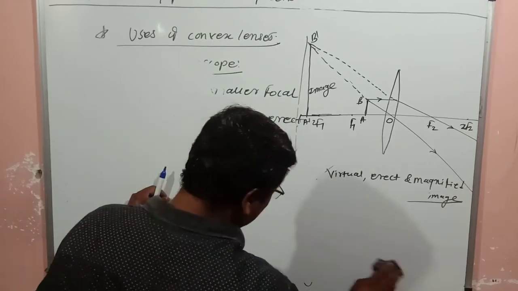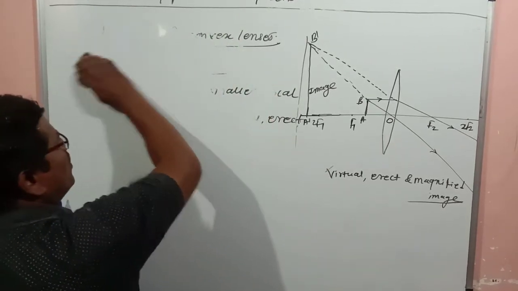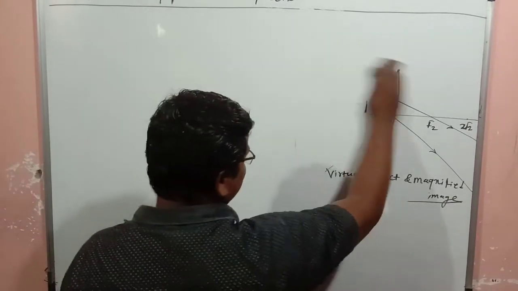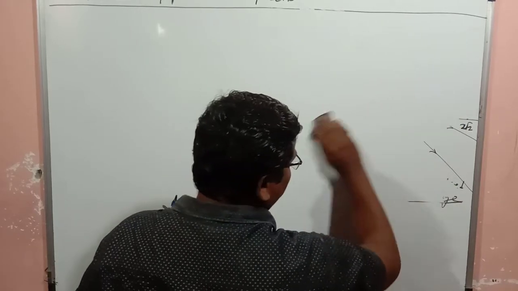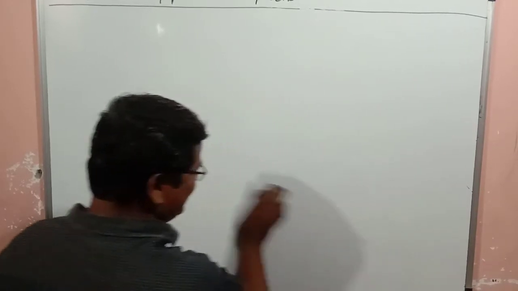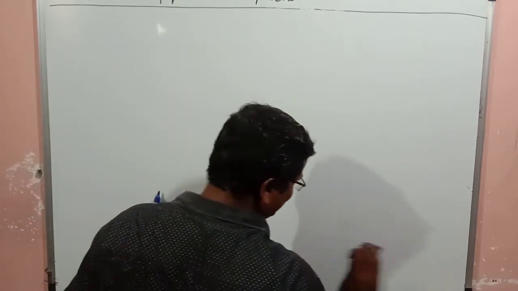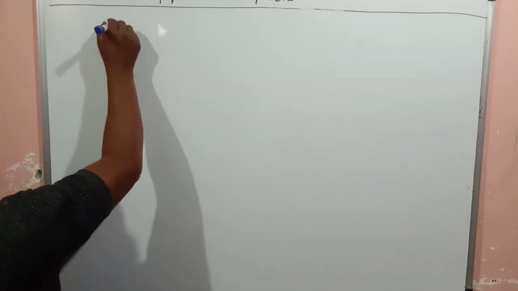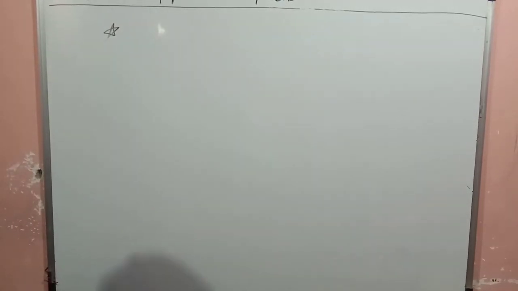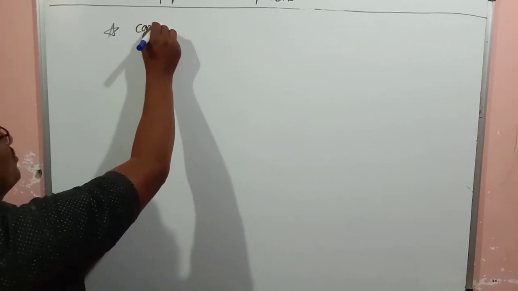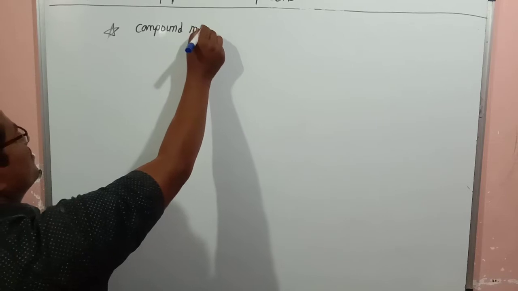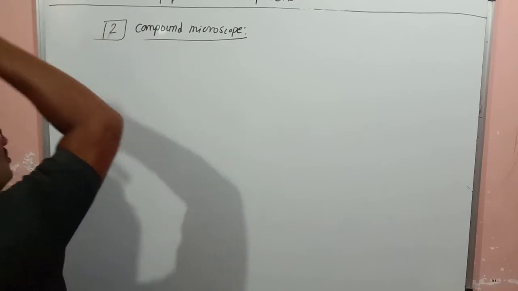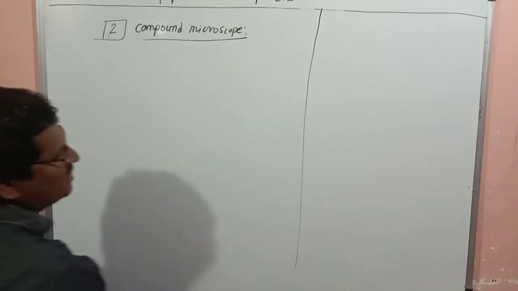In the compound microscope, two convex lenses are used, and they are fitted on the same principal axis. Which two lenses are there? One is the objective lens, and the other is the eyepiece. So the second use is the compound microscope.